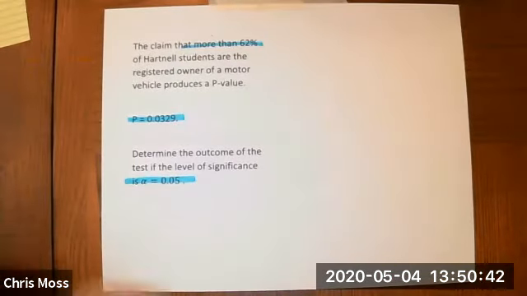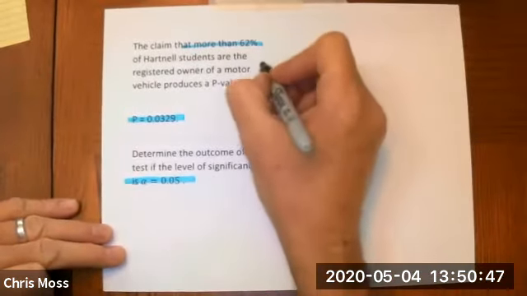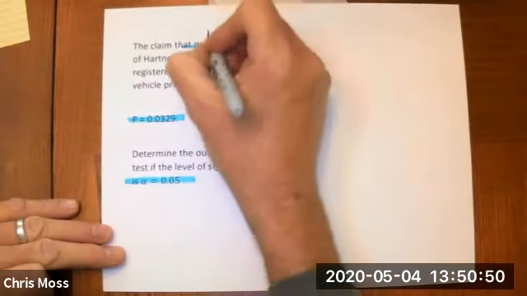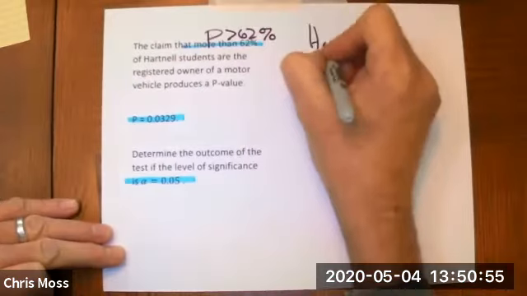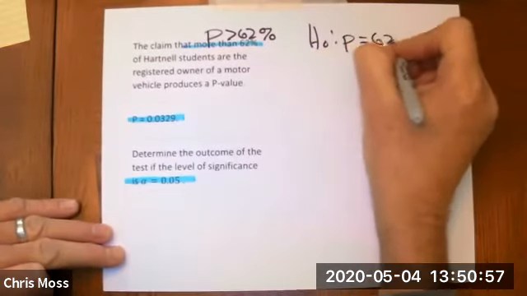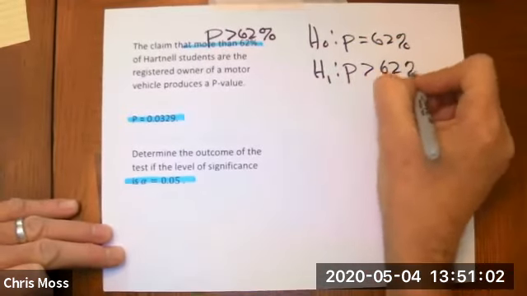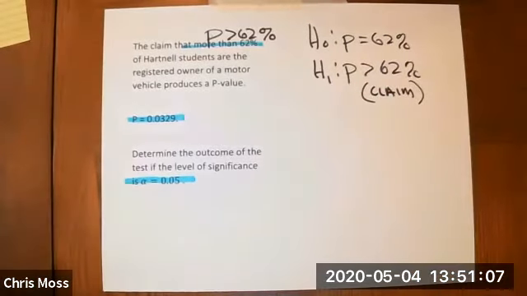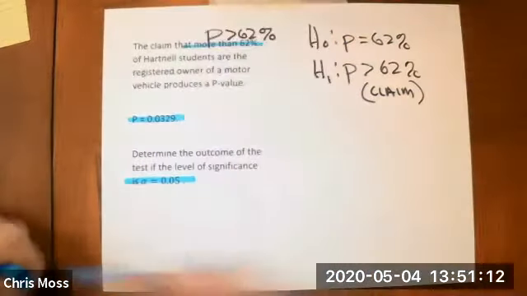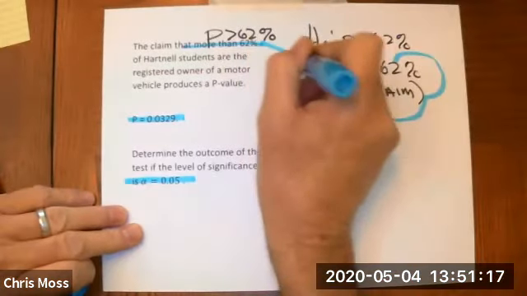So what I like to do is translate this into the null and the alternative hypothesis. This is a population proportion. P is greater than 62%. And it is the alternative hypothesis here that is the claim that we encounter.